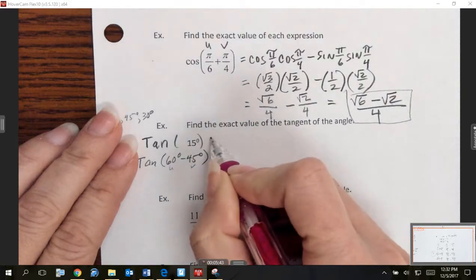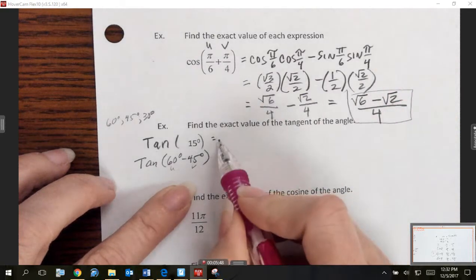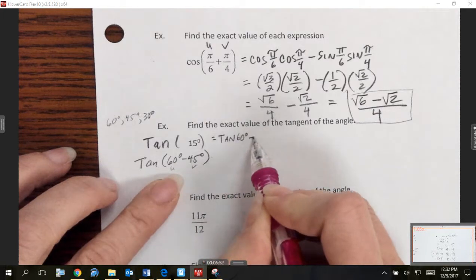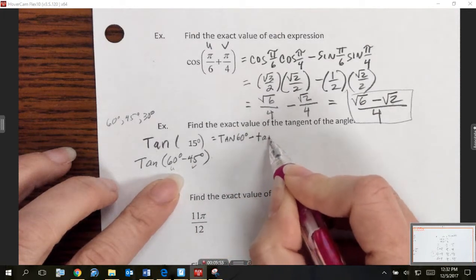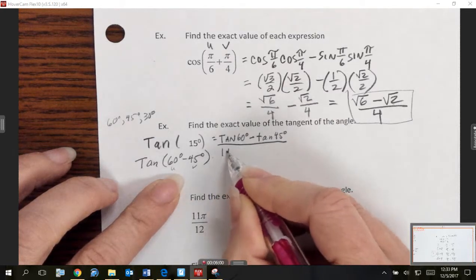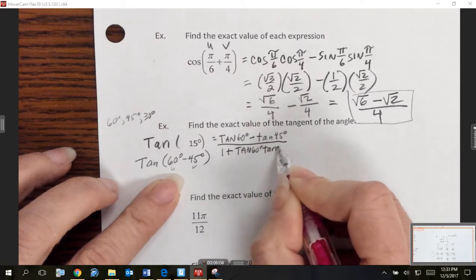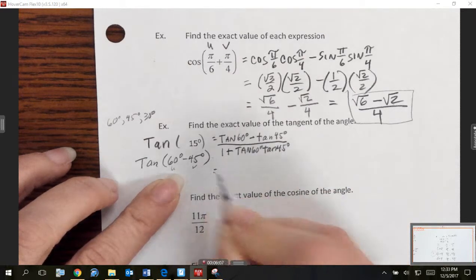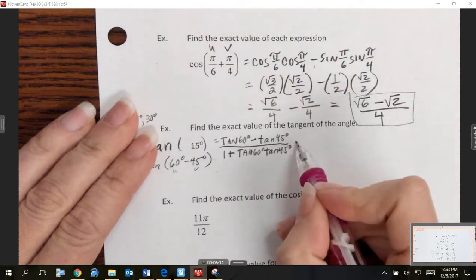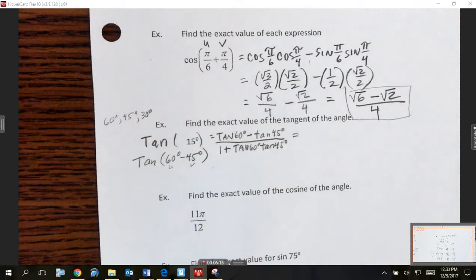I'm going to squeeze that in there as good as I can, because I got it right small, I'm telling you now. So I'm going to do tangent of 60 minus tangent of 45, divide that by 1 plus tangent 60 multiplied by tangent 45. So then I need to know what the tangent of 60 degrees is.